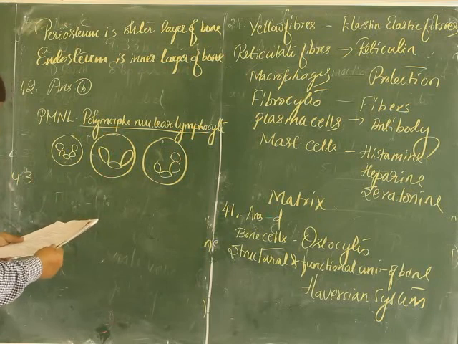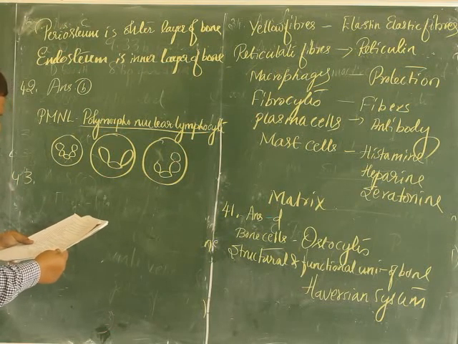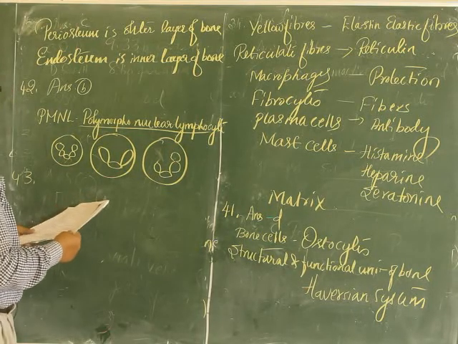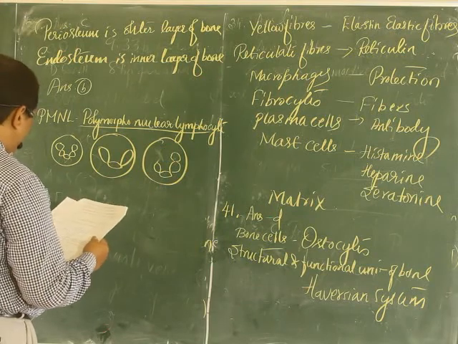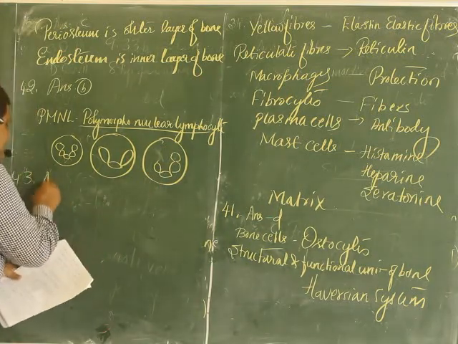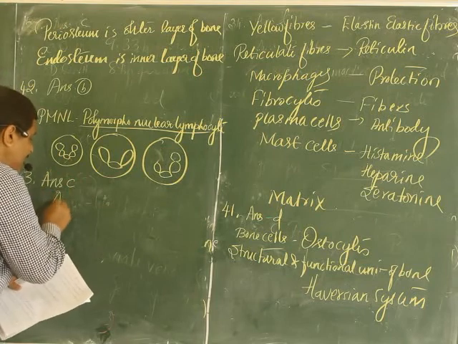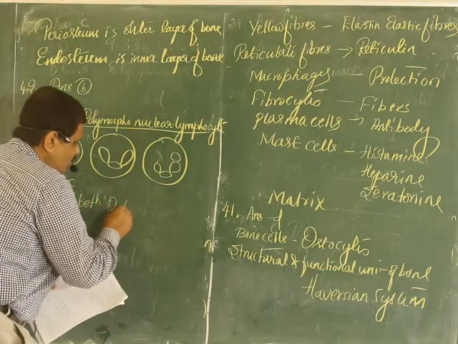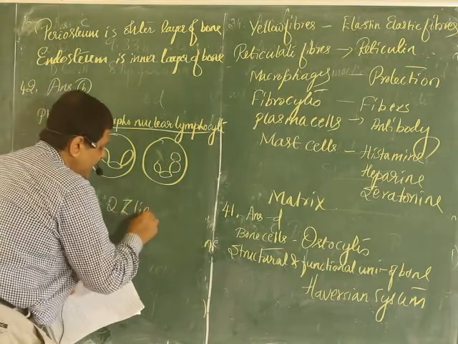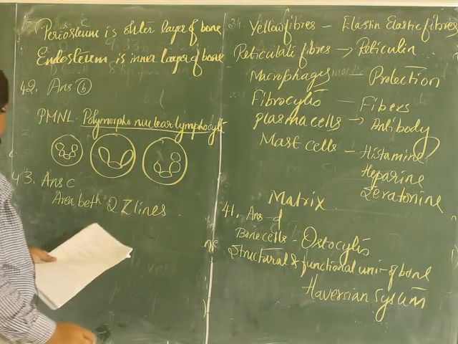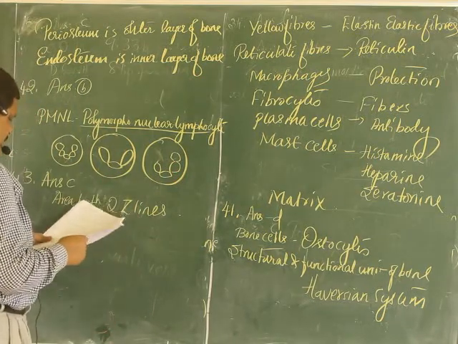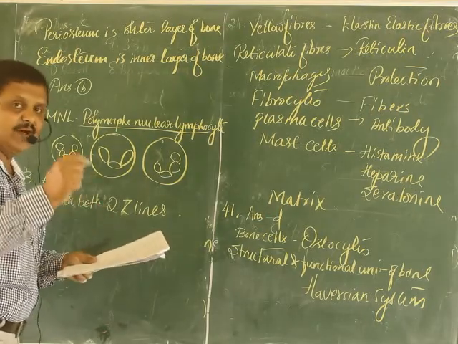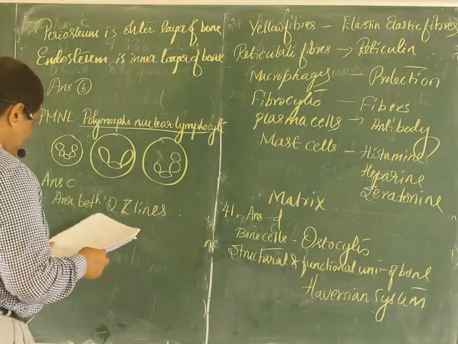So question number 43. Sarcomere is the area between 2 I bands, area between 2 A bands, area between 2 Z lines, or the region of H zone. So here the answer is C. It is the area between two Z lines, which is called sarcomere. And sarcomere is the structural and functional unit of muscle.